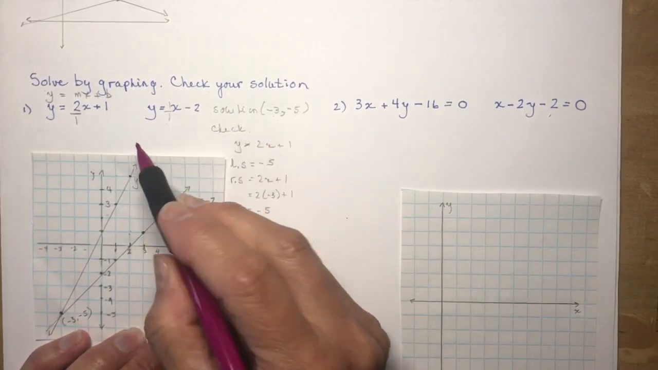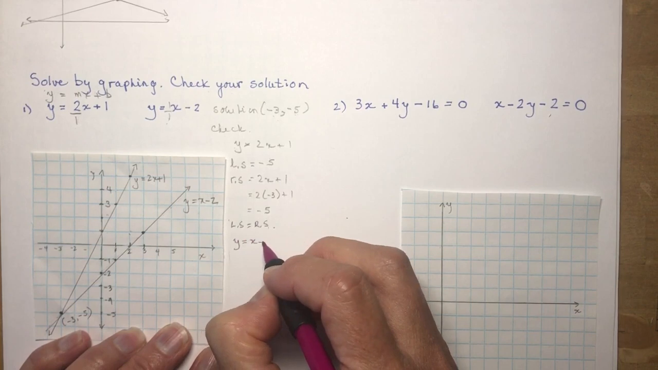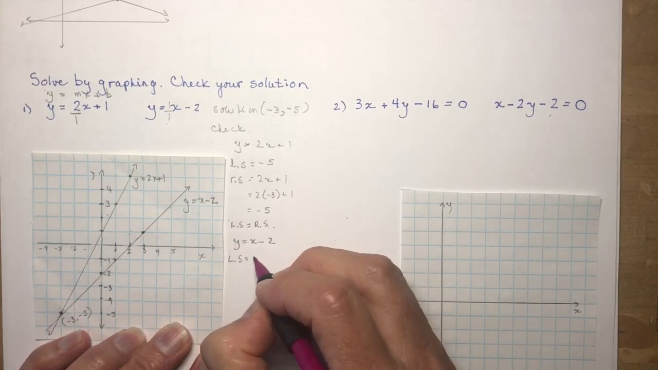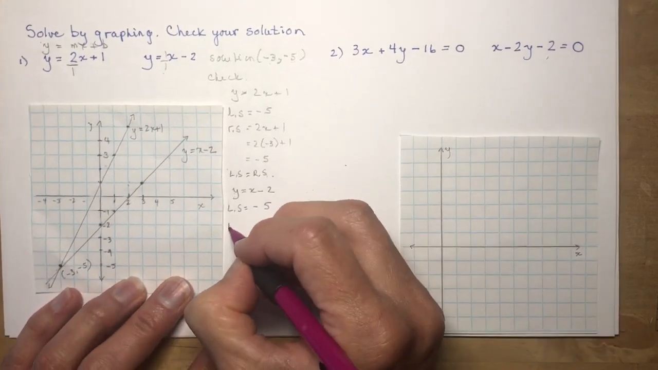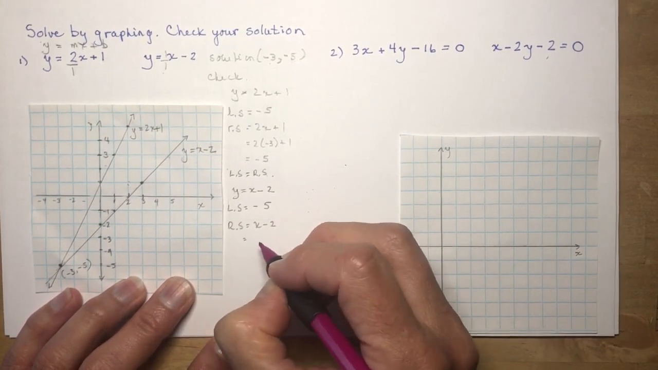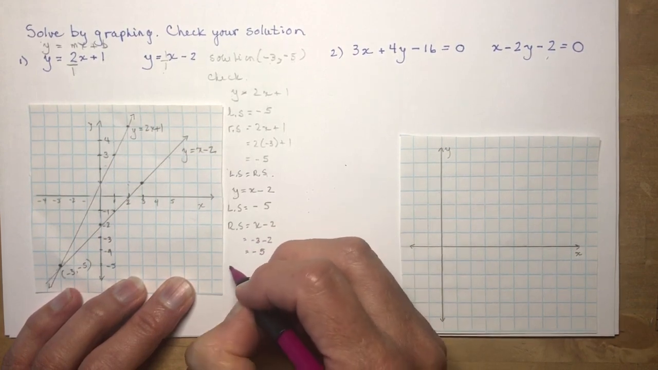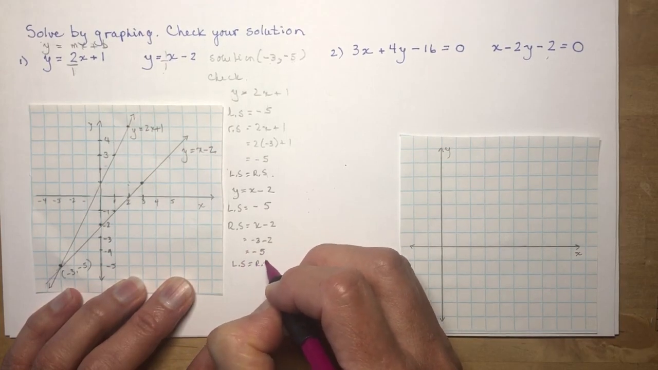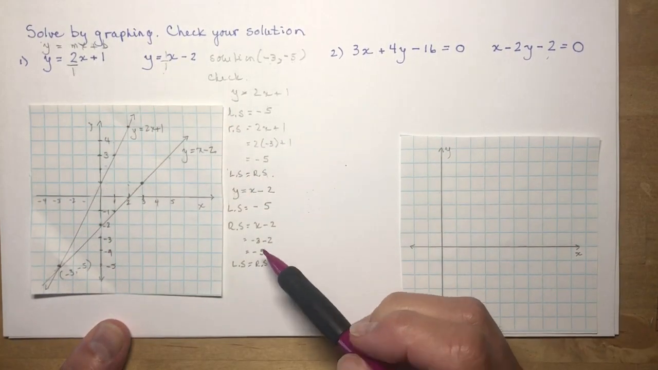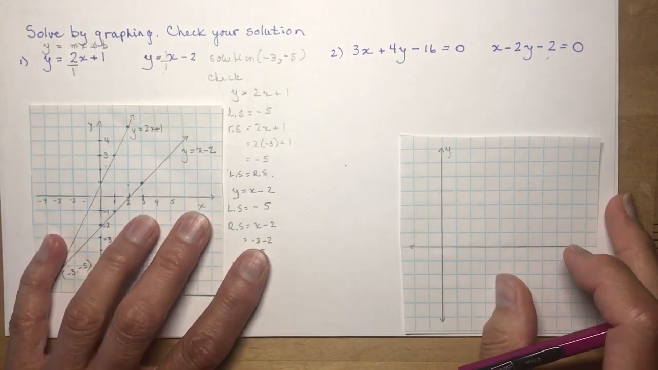Now that's not good enough just for one. I have to do the same for the second equation. So I'm going to write y equals x minus 2. Left side equals, well, it's just y. So y is minus 5. And the right side is going to be x minus 2, and that's going to be minus 3 minus 2, which is equal to minus 5. So left side equals right side. So I've checked. If you get the same answer for both of them, left side equals right side, then that's good, you know you're right. So you can always check your answer.